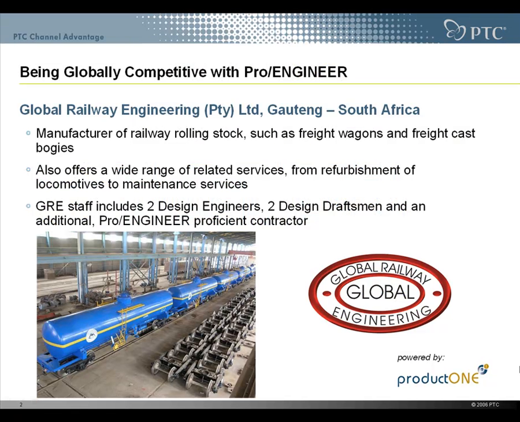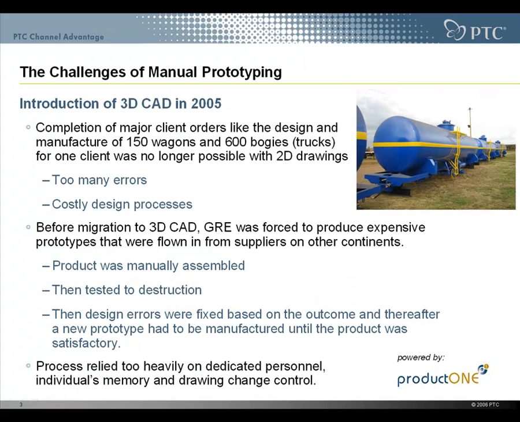Global Railway Engineering was founded in 1996 and has established itself as a supplier of high-tech applications, products and innovations for railway engineering in both domestic and international markets. GRE holds specific intellectual property and patents worldwide within the railway industry. GRE is also well established to manufacture and supply all parts and types of freight wagons and freight cast bogies. They have 50 employees, including 2 design engineers, 2 design draftsmen, and an additional design contractor who is also proficient in ProEngineer. GRE introduced 3D CAD in 2005.